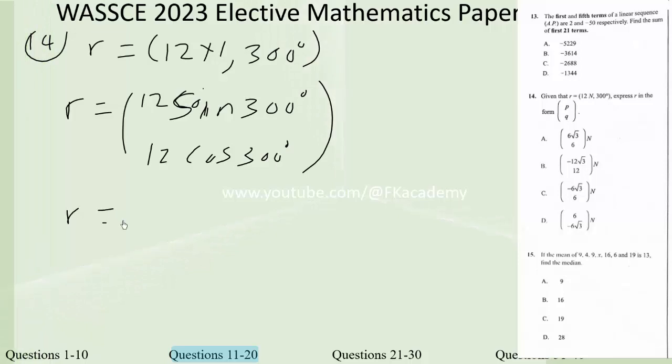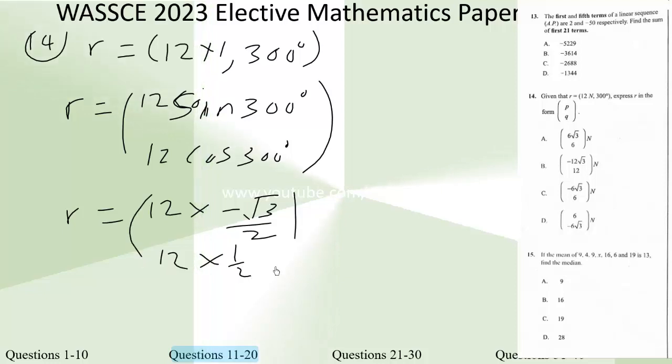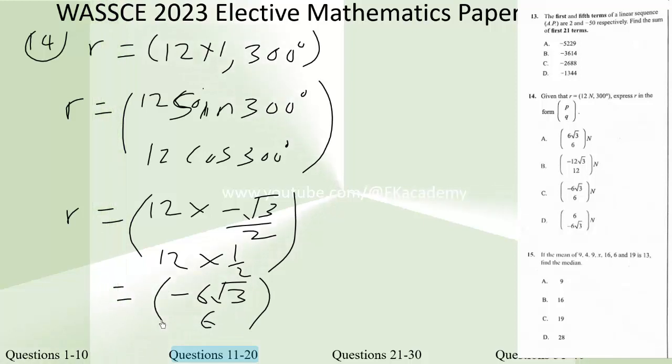So that is what we'll get. And we know that cos 300 degrees is 0.5, and sine 300 degrees is negative root 3 over 2. So 12 times negative root 3 over 2, then we have 12 times half. So that will give us negative 6 root 3, then 6. So the correct answer will be option C.